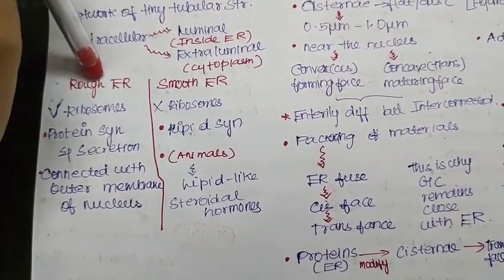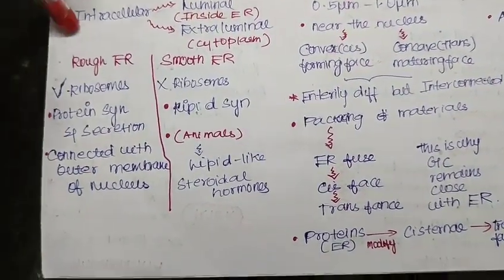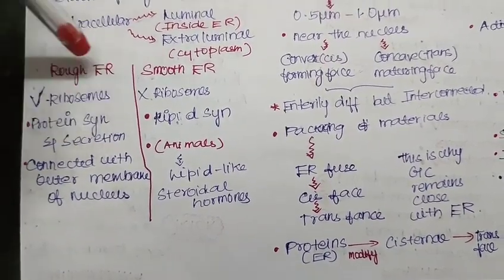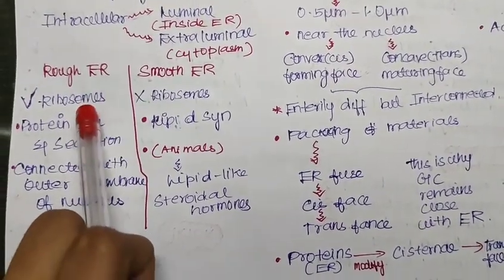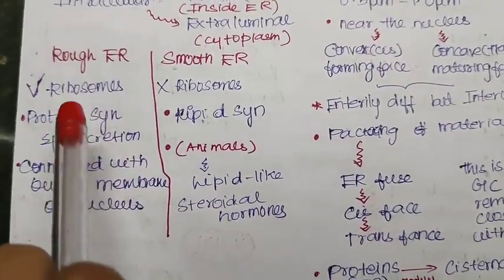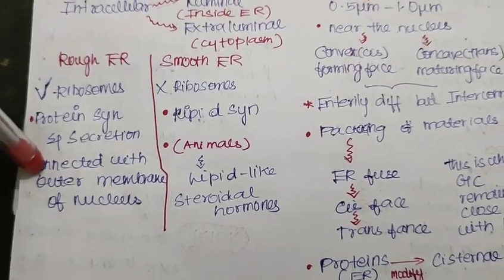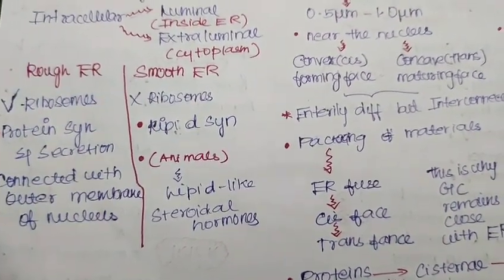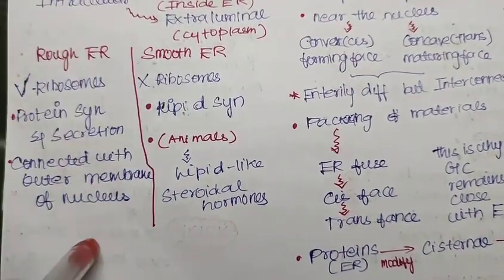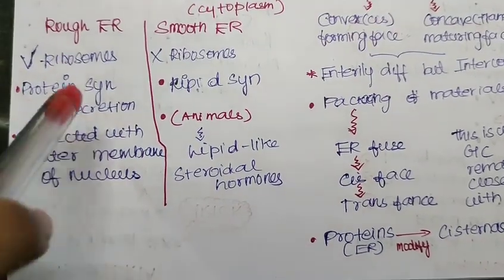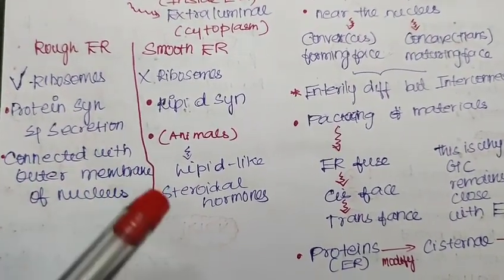Rough endoplasmic reticulum is characterized by the presence of ribosomes, small dot structures if you see in the photo. It is the place of protein synthesis and secretion, because when we talked about the ribosome, we said that ribosomes are the site of protein synthesis. So here we have ribosomes, which means the rough endoplasmic reticulum synthesizes protein and also secretes it. It is also connected with the outer membrane of the nucleus. So what are the characteristics of rough ER? Presence of ribosomes, protein synthesis and secretion, and connection with the outer membrane of the nucleus. We will discuss this later when we discuss the nucleus.